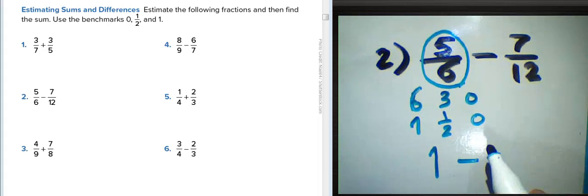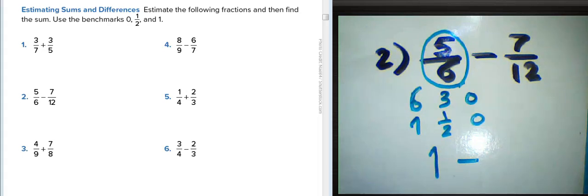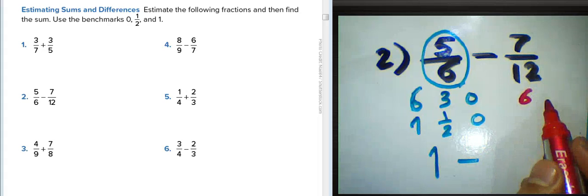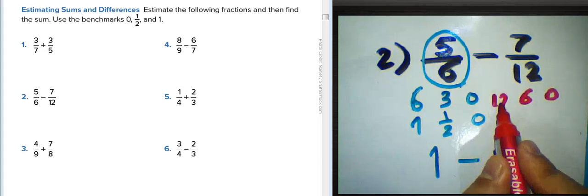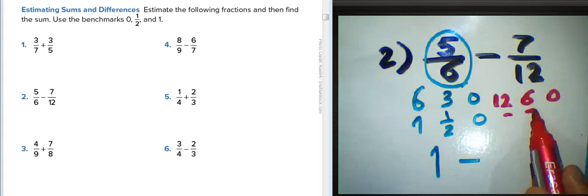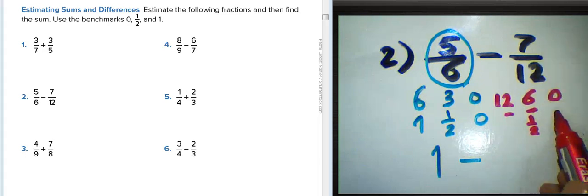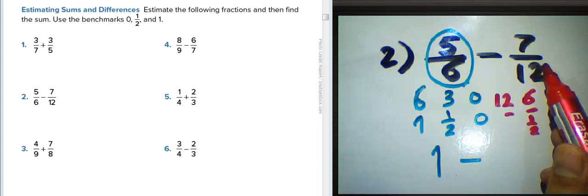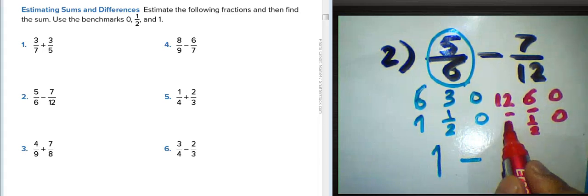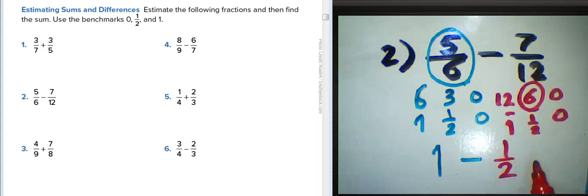And what about 7 over 12? Ask yourself, what is half of 12? Half of 12 will be 6. And then we can write here 0 and 12. Ask yourself, is 7 nearest to 6 or 12? 7 is nearest to 6. So we must write half. If this digit is nearest to 0, we estimate 0. If it is nearest to 12, we write 1. But 7 is nearest to 6, the half of 12, so we must write 1 over 2. 1 subtract half, the result will be half.